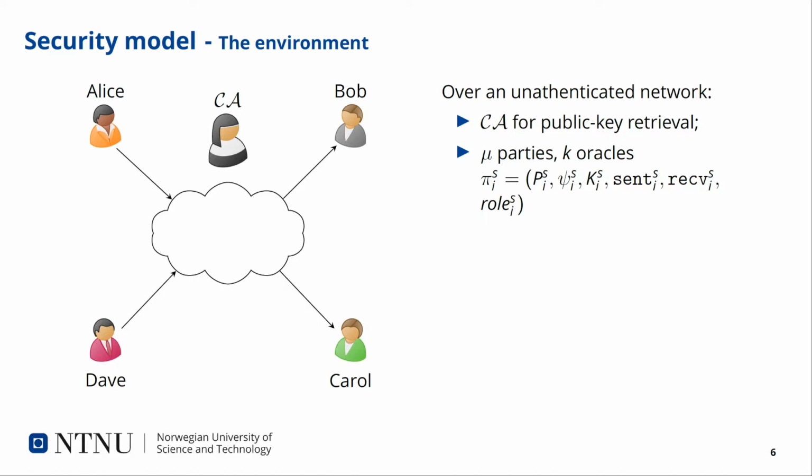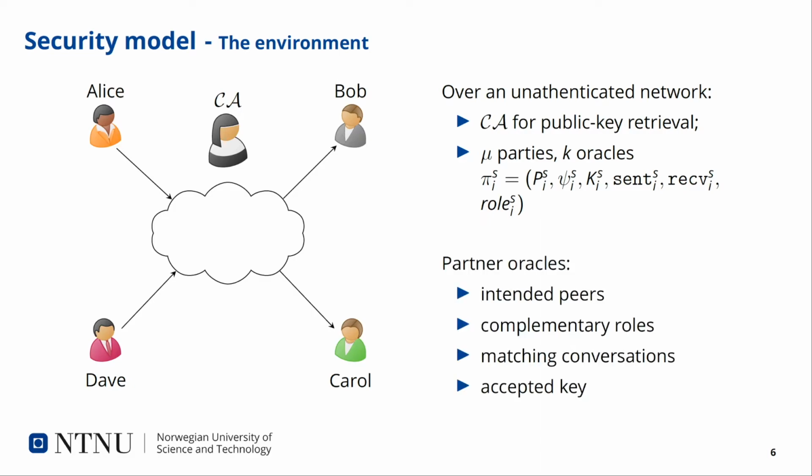Each party is represented by k oracles, one for each session it can participate in, and each oracle maintains an internal state, which consists of the identity of the partner for the session, the status of acceptance of the shared key, the value of the shared key, the set of sent and received messages during the session, and the role of the oracle, which can either be initiator or responder.